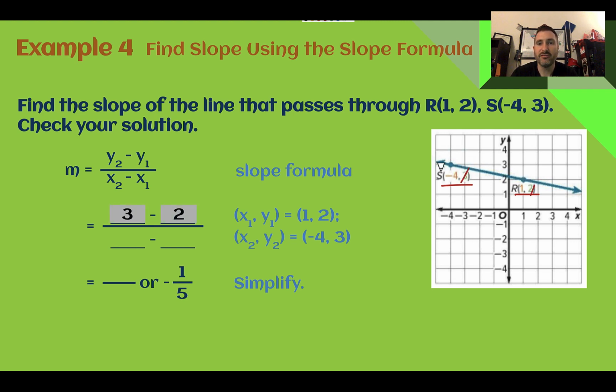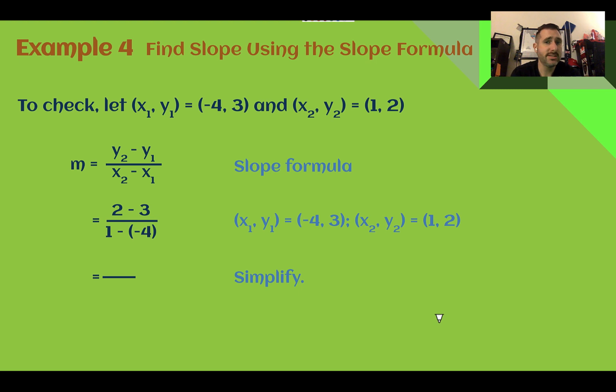Because I did 3 minus 2, I have to keep the same order: -4 minus 1. 3 minus 2 is 1. -4 minus 1 is -5. So just by subtracting my coordinates, my slope becomes 1 over -5, or I can just put -1/5.